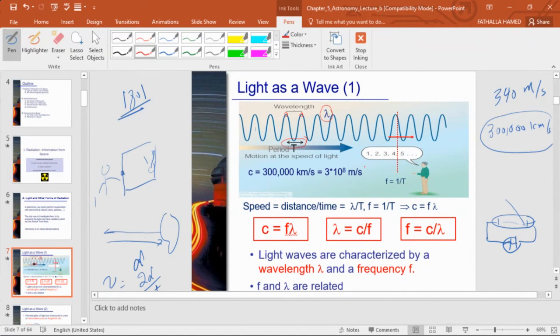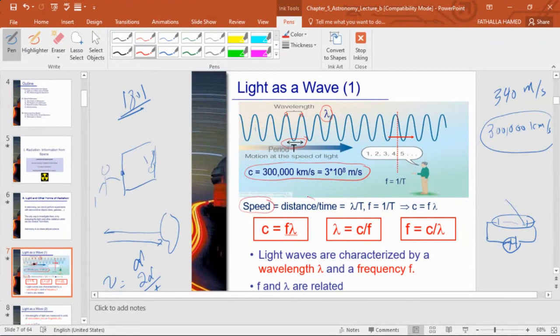So the speed of light in air or vacuum is 300,000 kilometers per second, or 3 times 10 to the 8, because every kilometer contains 1,000 meters. 3 times 10 to the 8 meters per second. Now in water or glass, it may be 2.5 times 10 to the 8 meters per second, but it is different.